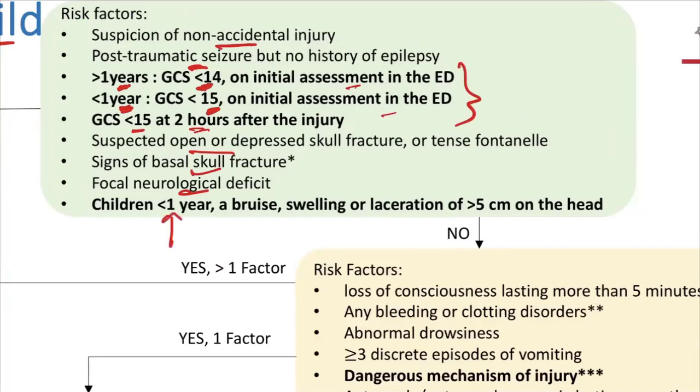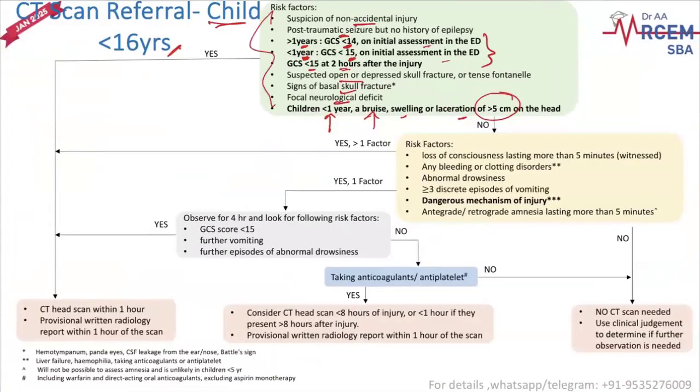Another thing is if the child is an infant and has a bruise or a swelling or a lacerated wound which measures more than 5 centimeters. If any one of these is present, then immediately you need to get a CT scan done within 1 hour, and a written provisional report should be given by the radiologist within an hour's time. None of these are present.